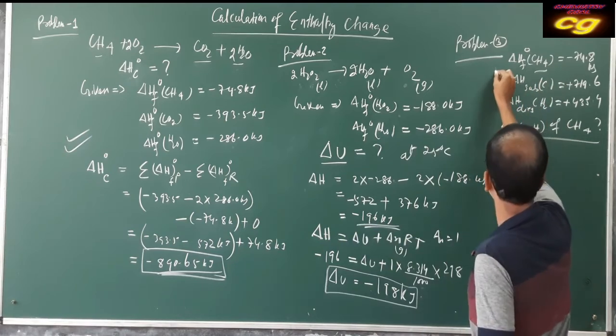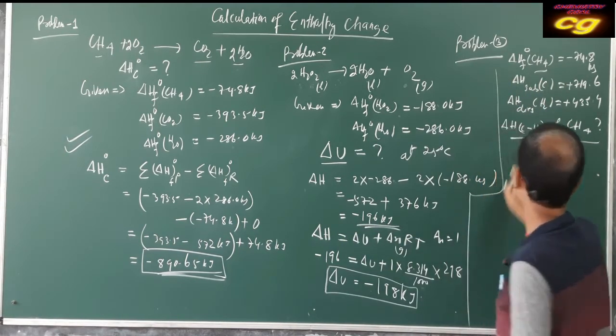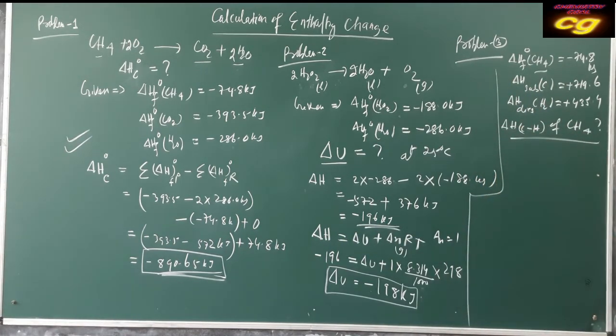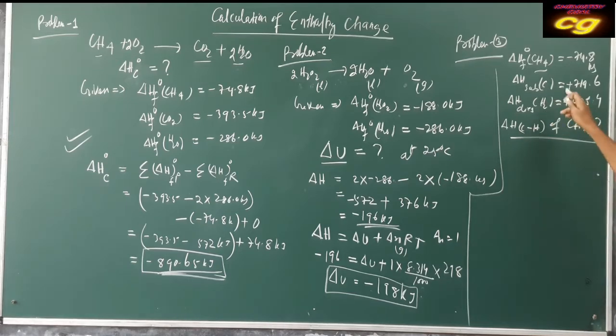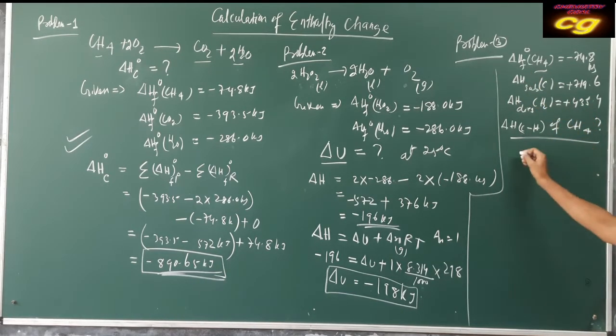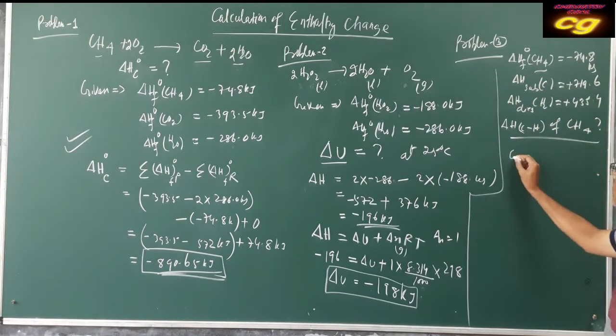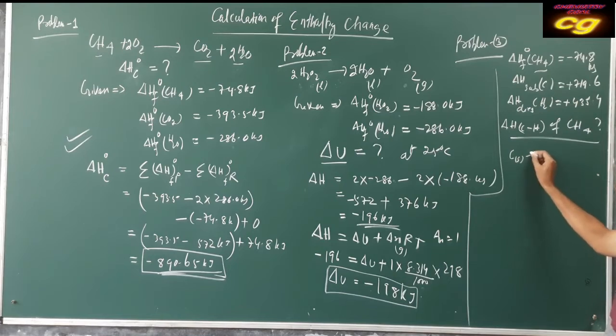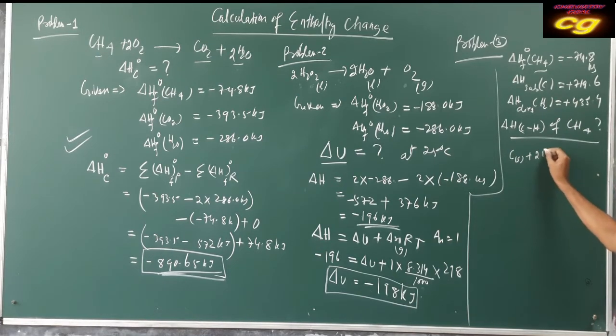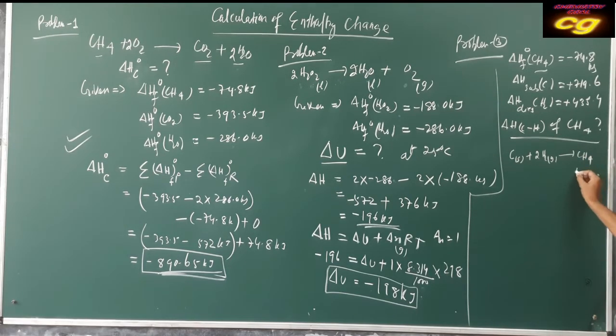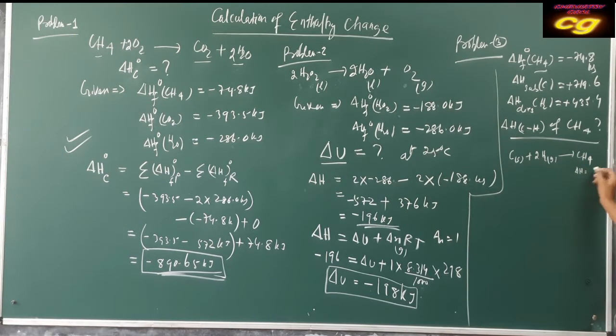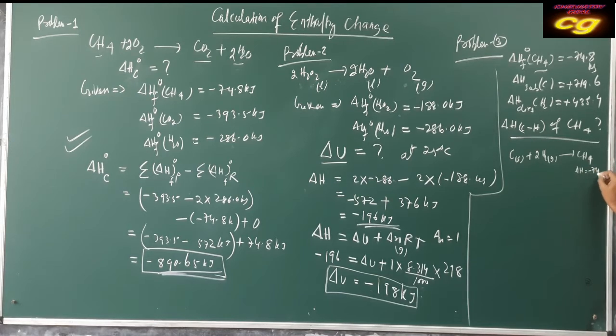You see, for this type of question, you have to see the expression. Enthalpy of formation of methane: C(s) plus 2H2(g) converts to CH4. So this is the data. Delta H is equal to how much? Minus 74.8. This is the data.